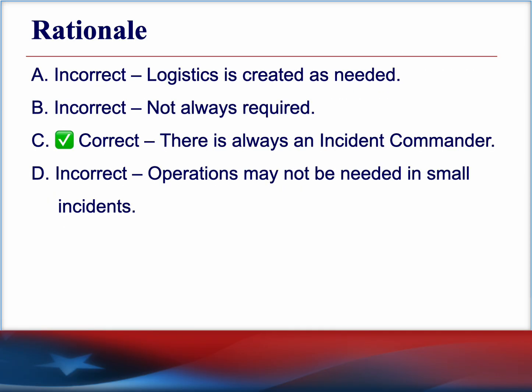A is incorrect because logistics is created as needed. B is incorrect because it's not always needed. C is correct because there is always an incident commander. And D is incorrect because operations may not be needed in small incidents. The common pitfall here is thinking that all 5 functional areas are always activated. They exist. We should know they exist. They are not always activated.